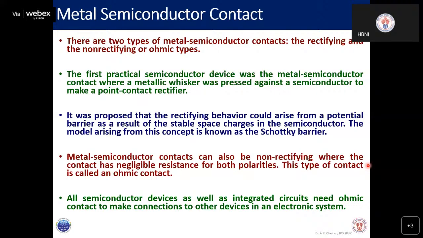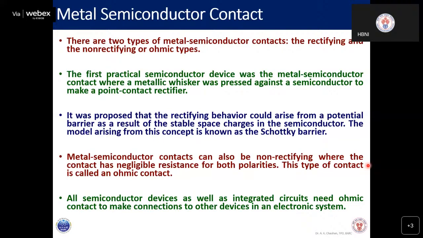electronic system. Now, when you are making a device, and as I just now said, if you make a metal contact, in that case, there will be a rectifying behavior. Means current will not pass in both the directions. But in normal devices, whatever devices we are using, we want that there should be at least in the contact part, the current flowing in both the directions.